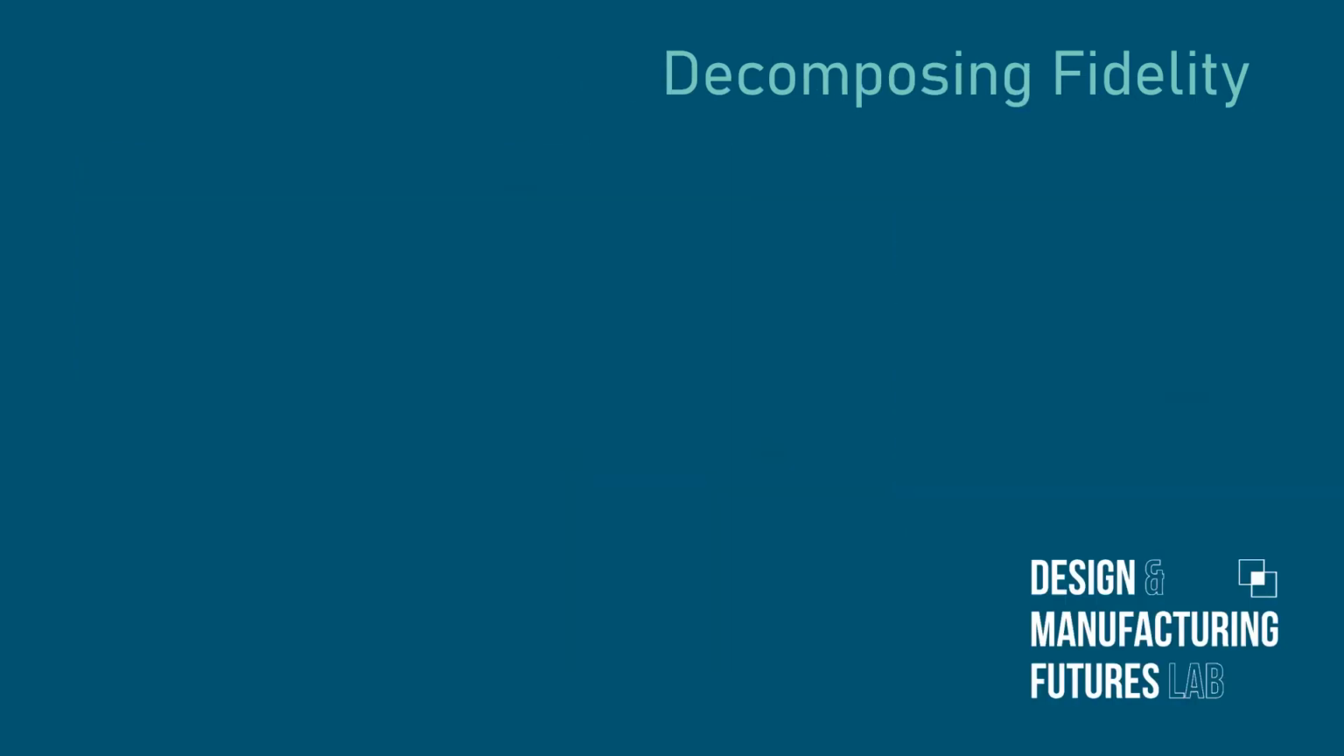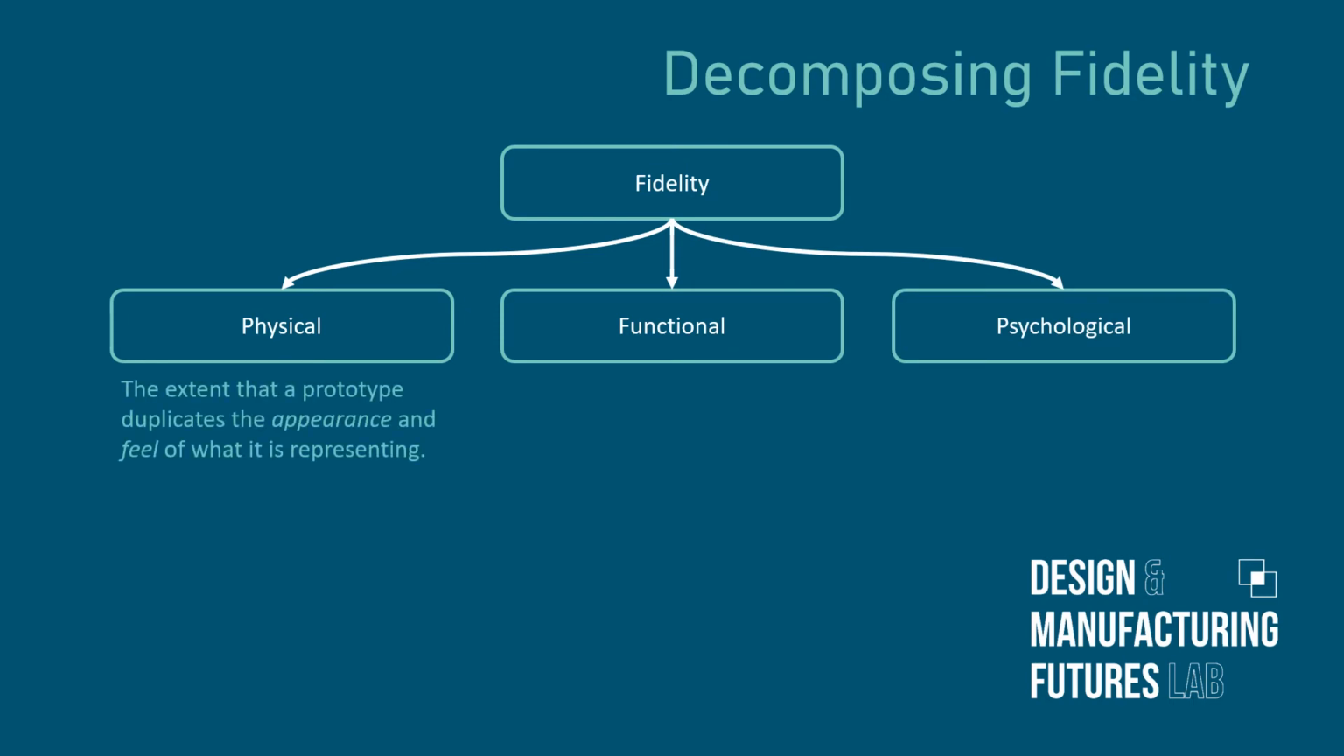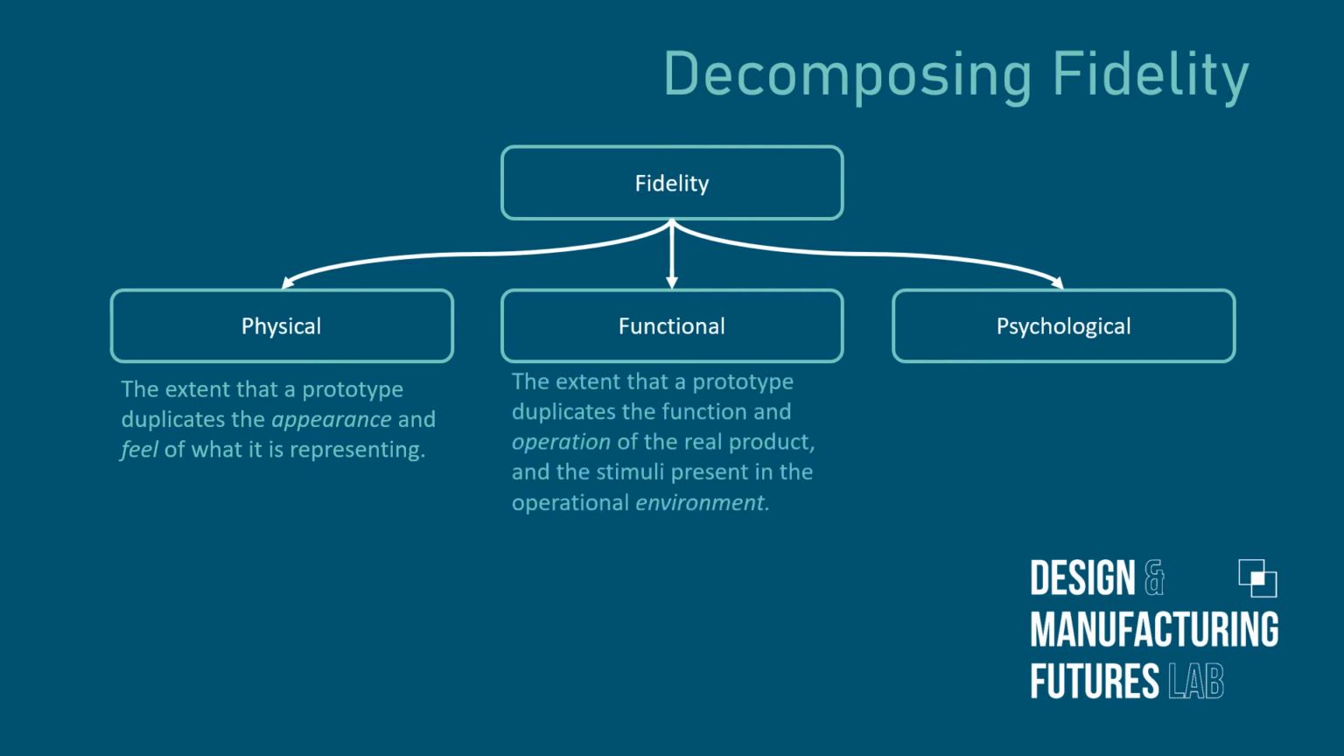To break fidelity down into its constituent components, we've taken the taxonomy of mixed reality proposed by Fink and Schreiber, splitting it into three categories: physical, functional, and psychological. The physical dimension is defined as the extent to which a prototype duplicates the appearance and feel of the object it is representing. The functional dimension covers the extent to which a prototype responds to user inputs, operates, and duplicates stimuli present in the operational environment of the prototype in the same way as the object it is representing.